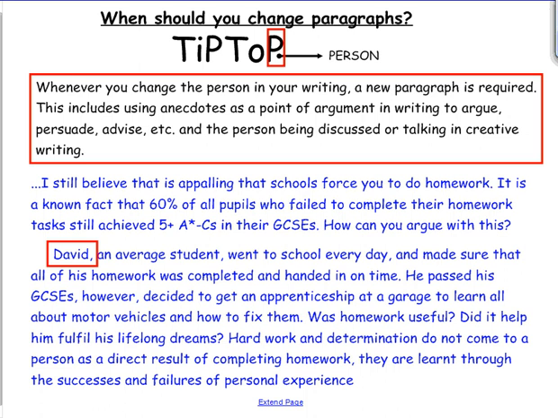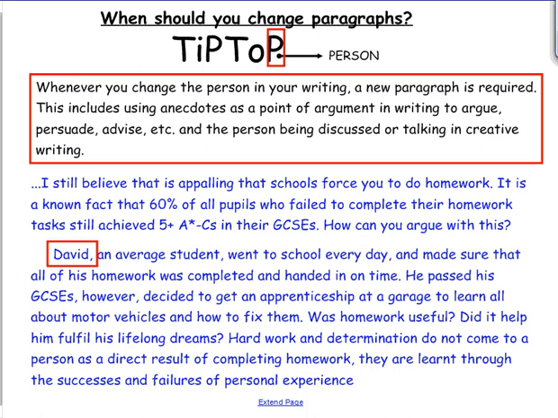Person. Whenever you change the person in your writing, a new paragraph is required. This includes using anecdotes as a point of argument in writing to argue, persuade, advise, etc. Anecdotes are short stories based on the life of a person or an experience that a person has had in life, and you use this to support your ideas. Additionally, the person being discussed or talking in creative writing will also need a new paragraph.